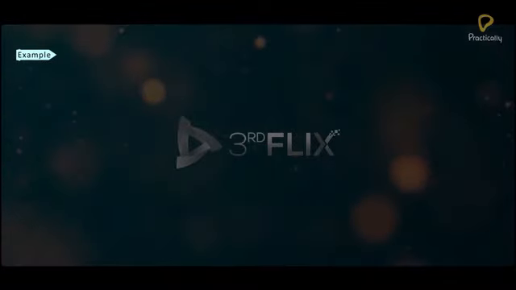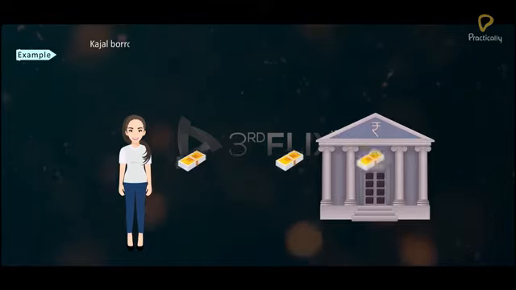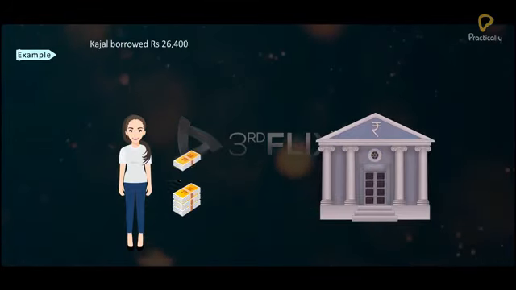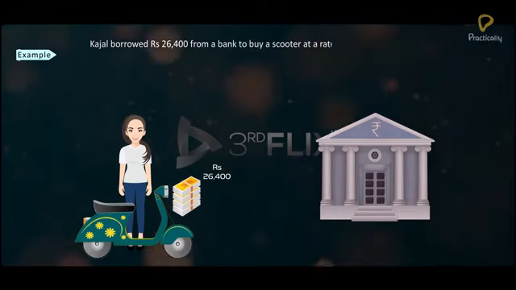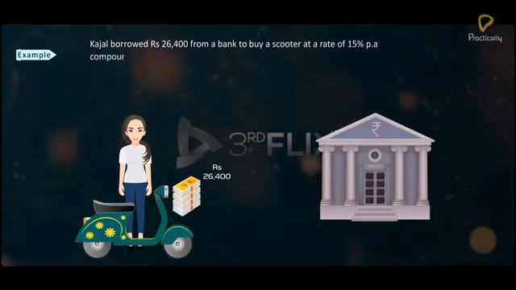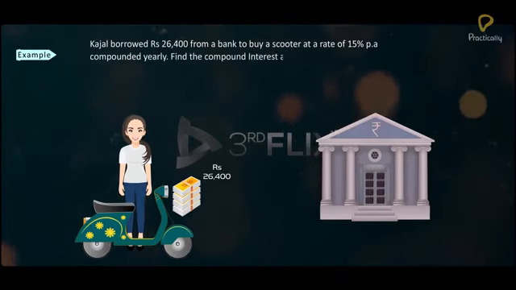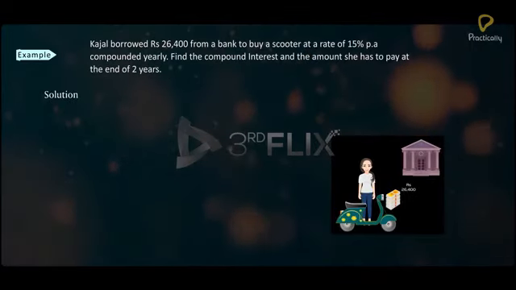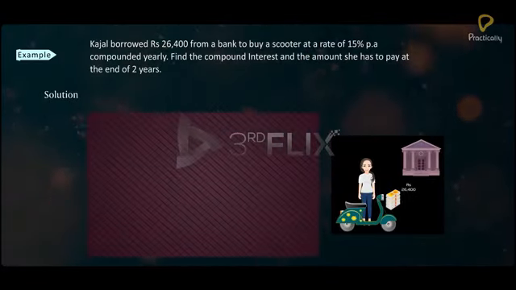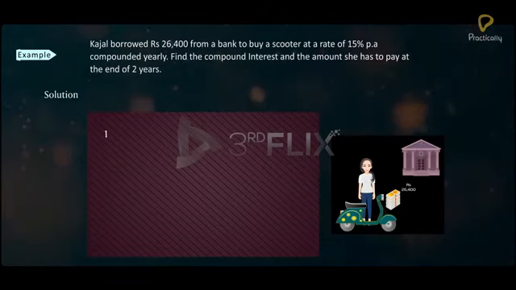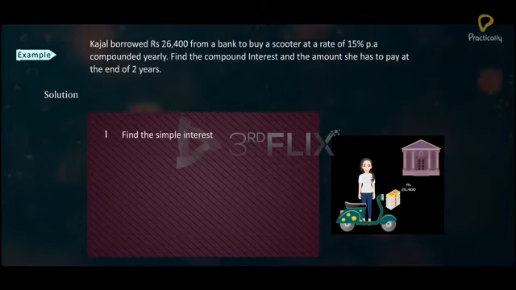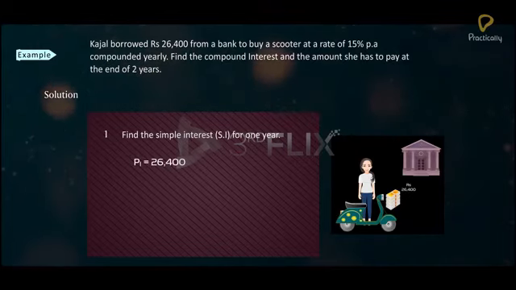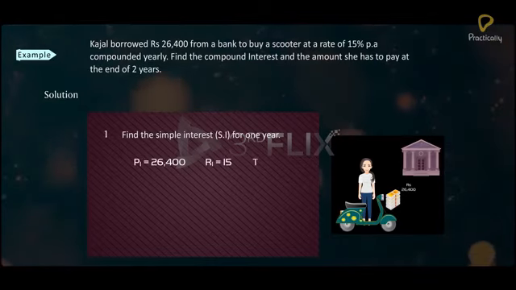Example. Kajal borrowed Rs 26,400 from a bank to buy a scooter at a rate of 15% per annum, compounded yearly. Find the compound interest and the amount she has to pay at the end of 2 years. Solution. Let us follow these steps. First, find the simple interest for 1 year. P1 is equal to 26,400, R1 is equal to 15, T is equal to 1.